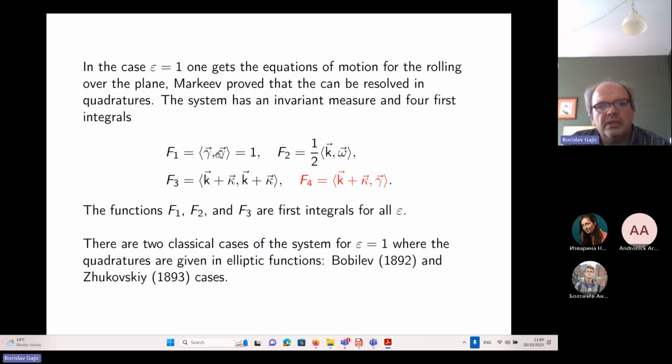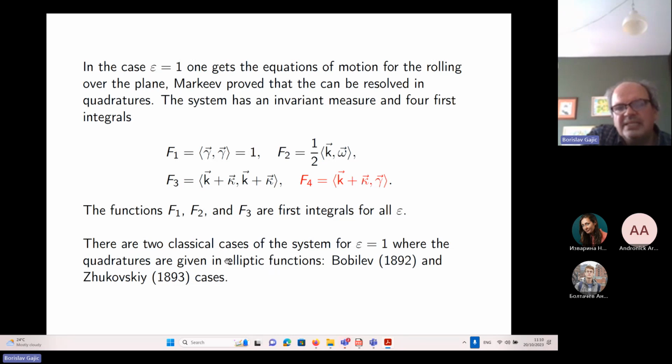Okay, so in the case epsilon equal to 1, I already said that for the rolling over the plane, Markeyev proved that it can be solved in quadratures. It is given by this formula. But before that, special cases of rolling over the plane were considered by Bobilyov in 1892 and by Zhukovsky in 1893. These are the famous Bobilyov and Zhukovsky cases.